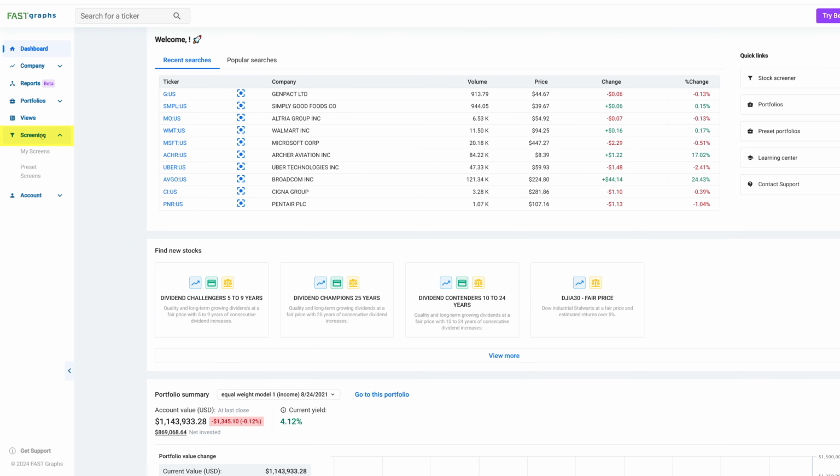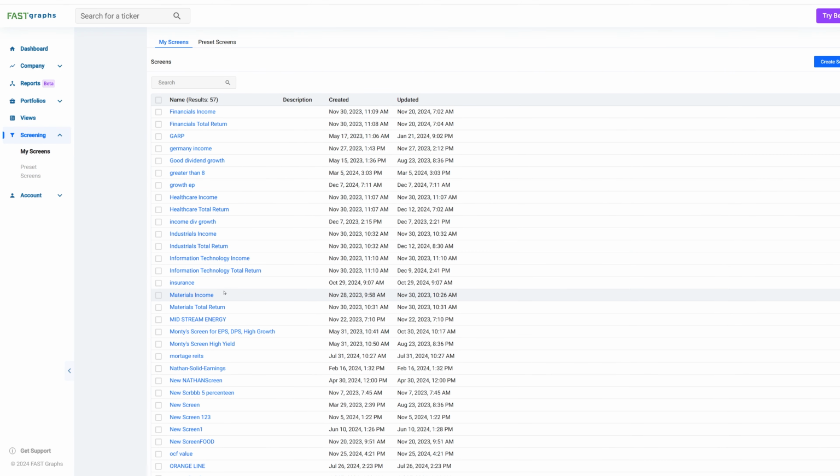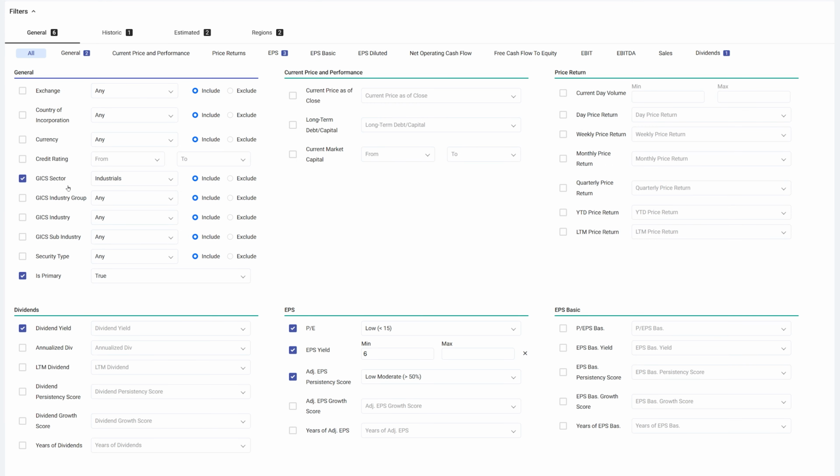So I'm going to go into my screener here, and I'm going to click My Screens, and I've already screened for industrials that I think are attractively priced. Okay, so I'm going to use the industrials total return screen that I drew here. Now I'm going to go over this screen very briefly.